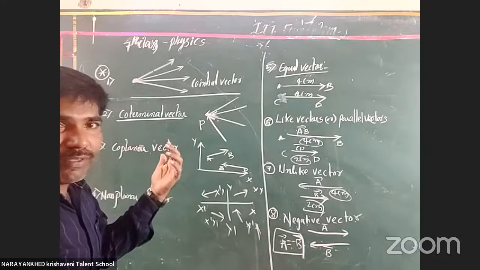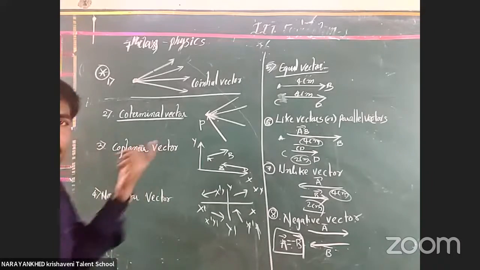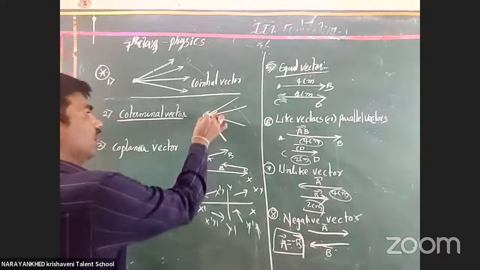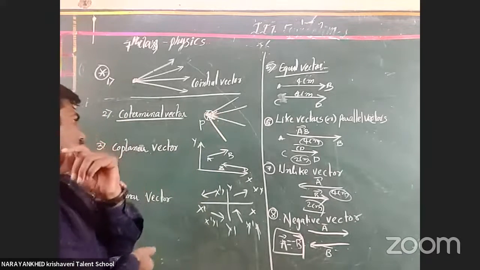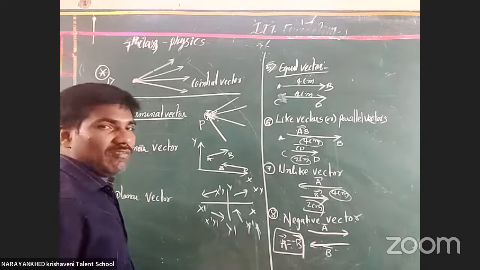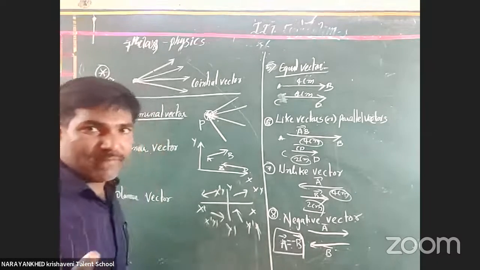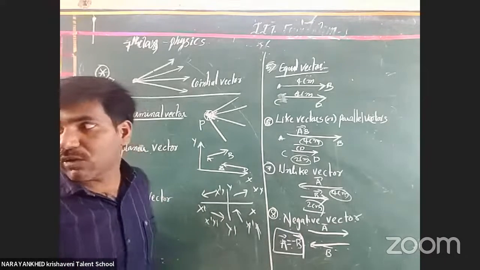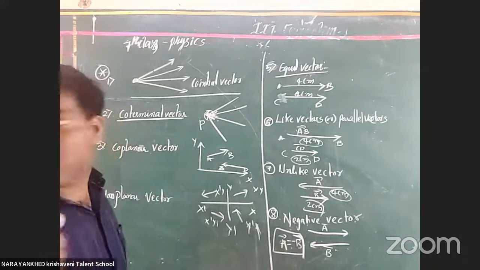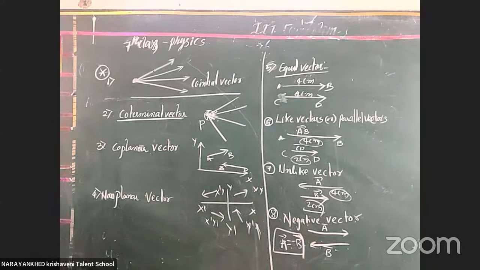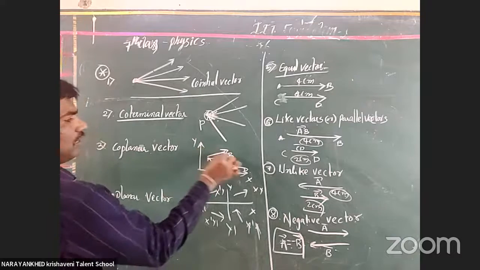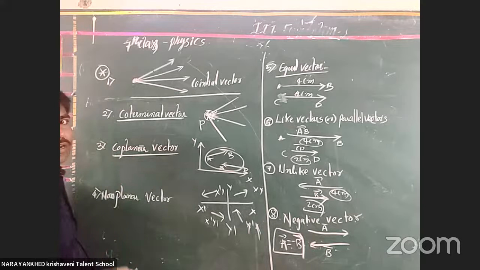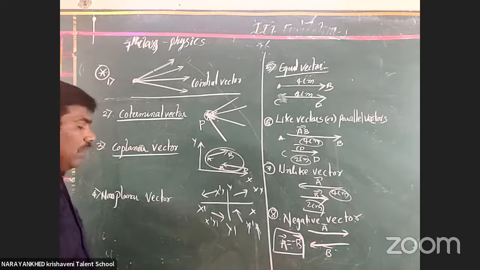When they terminate, termination occurs at the head or end point. The end point is A. That is called co-terminal vectors. Next, coplanar vectors. We have different planes, depending on the space and the position of the particle. In case the vectors are considered within one plane only, that is called coplanar vectors.